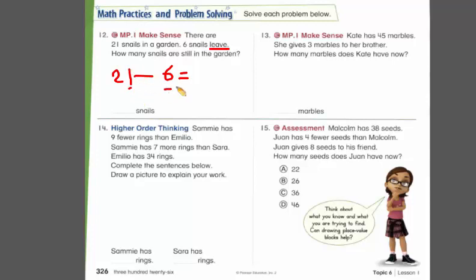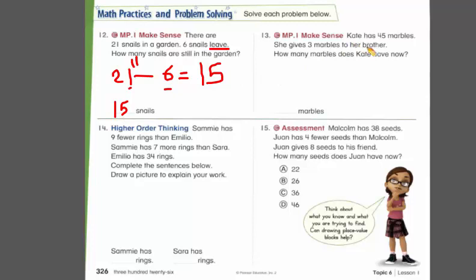I can't say 1 minus 6. So what do you need? I need to regroup 1 ten to make it 10 ones. So here regroup 1 ten, 1 left in the tens, and then the ones now becomes 11 because I regrouped 1 ten. I made it 10 ones. So 11 minus 6 equals 5. Regrouping. I regroup 1 ten. I make it 10 ones. So the answer is how many snails? 15 snails.